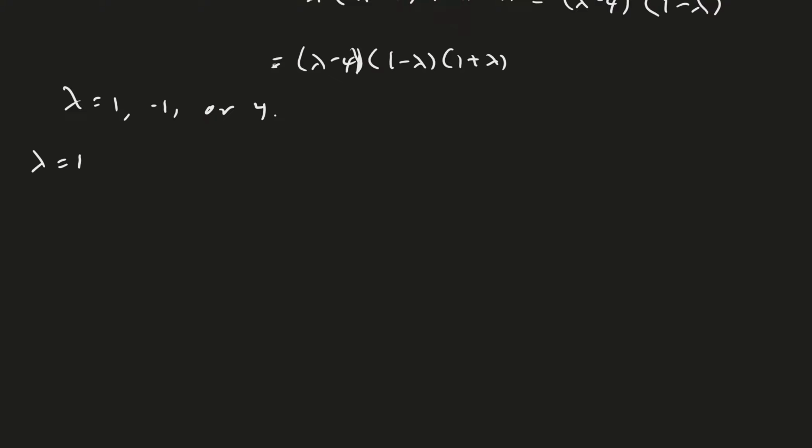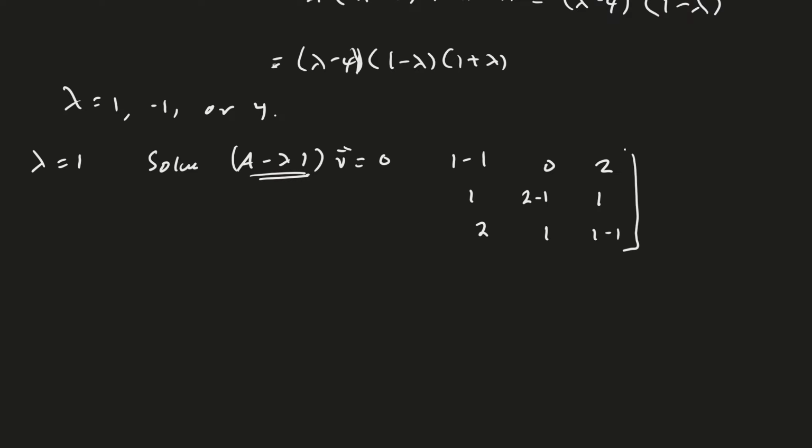So for lambda equals 1, we're going to solve A minus lambda I times v equals 0. So we're going to do that by looking at the row reduction of A minus lambda I. So in this case, we're going to have 1 minus 1, 1, 2, 1, 2 minus 1, 2, 1, 2, 1 minus 1. Okay, so that's going to be 0, 1, 2, 1, 1, 2, 2, 1, 0.